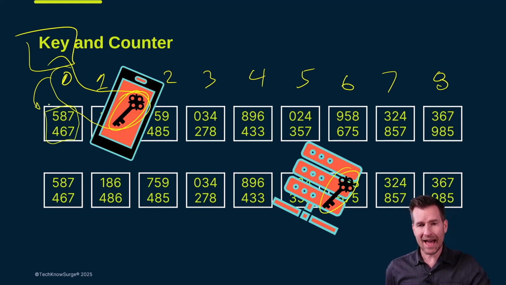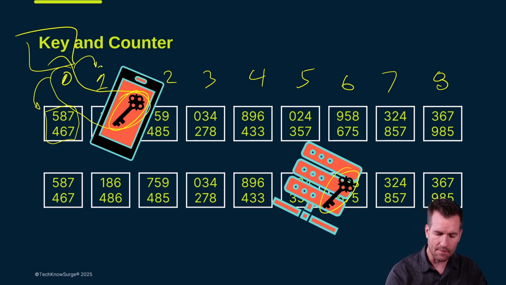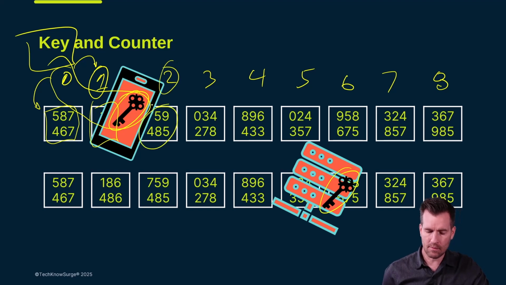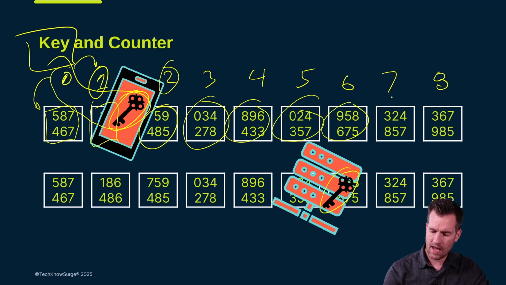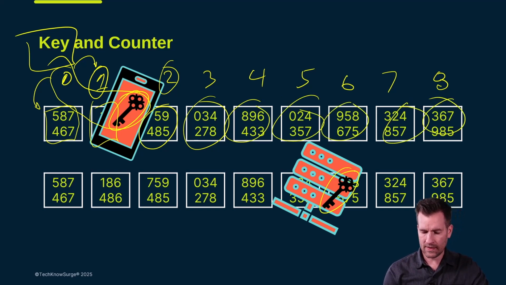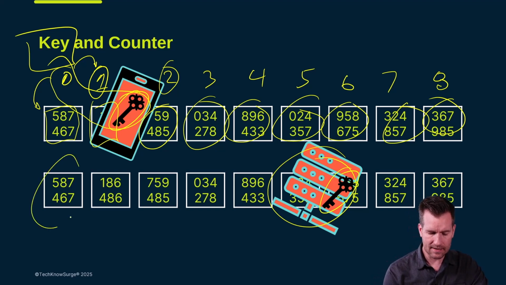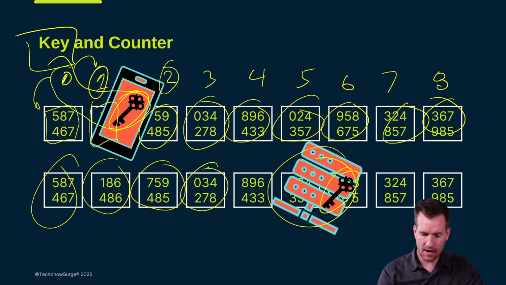Every time you generate a new code, it will count up. So here's 1, and then here's 2, the third time you log in, the 4th time, the 5th time, the 6th time, and so on. What the server does is keep track of every time that you have logged in, and then it will compare those two.